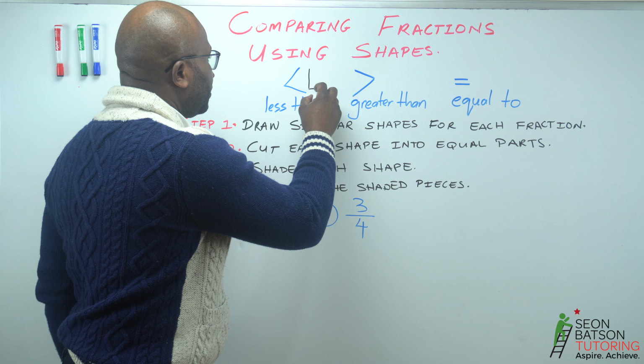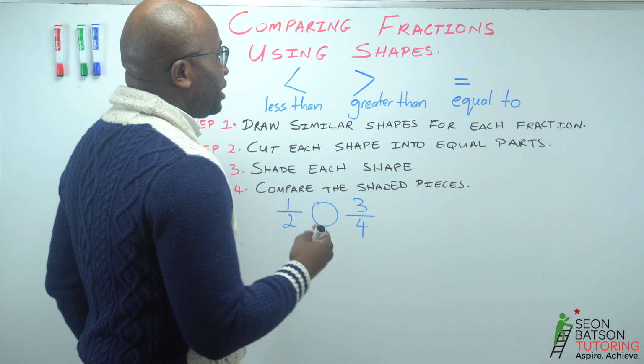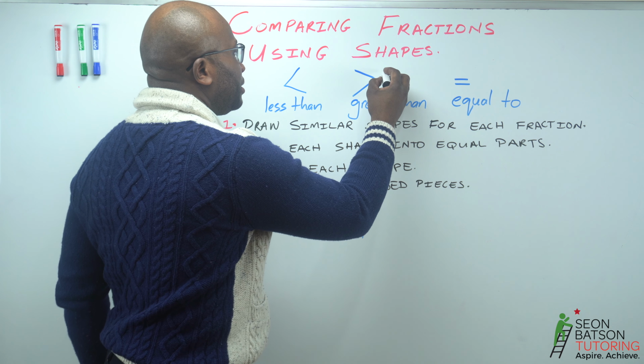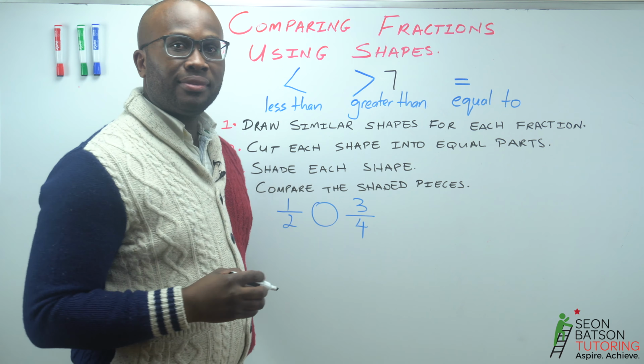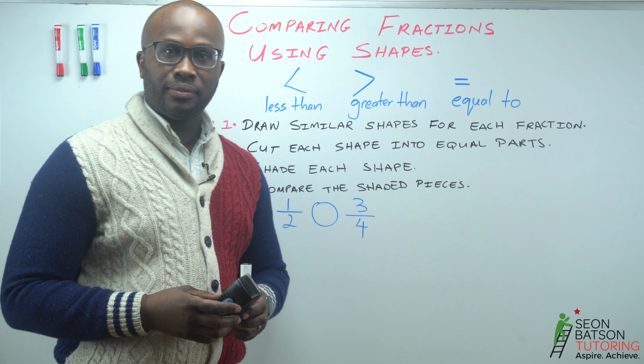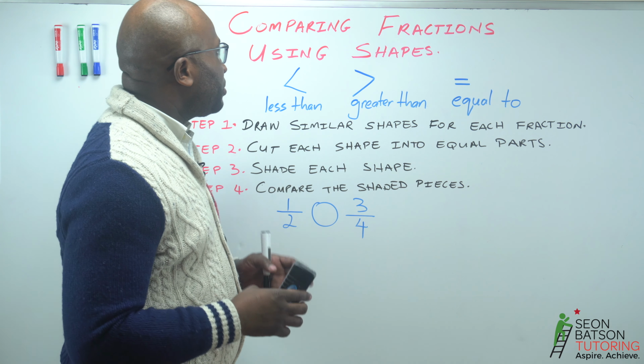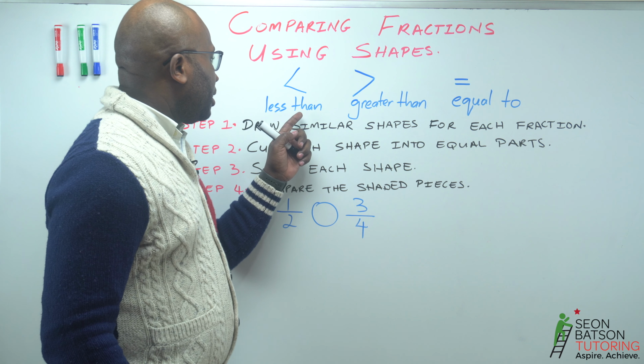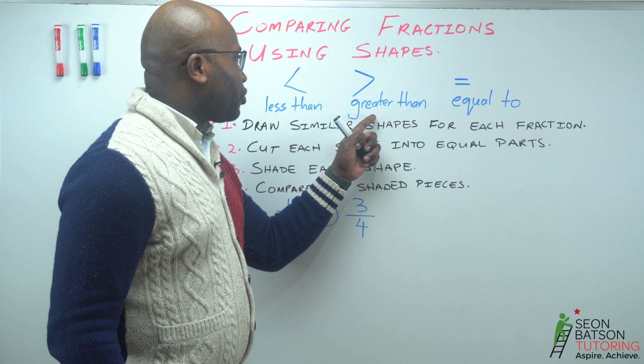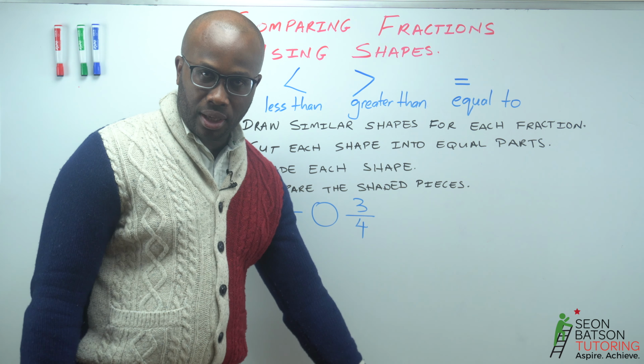We'll use the greater than sign. If you look carefully again here, you'll see that the greater than sign looks like the number 7. So L looks like the less than sign, 7 looks like the greater than sign. And we'll also use the equal sign. So these are the three signs that we will use to help us compare fractions: the less than sign, the greater than sign, and the equal sign.